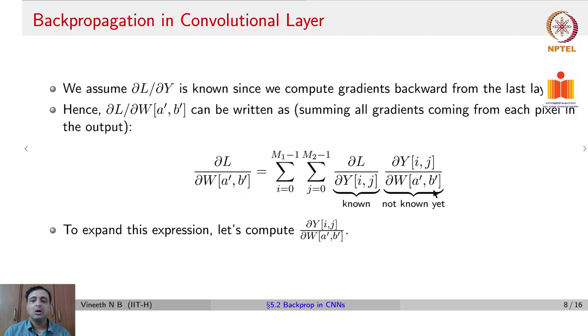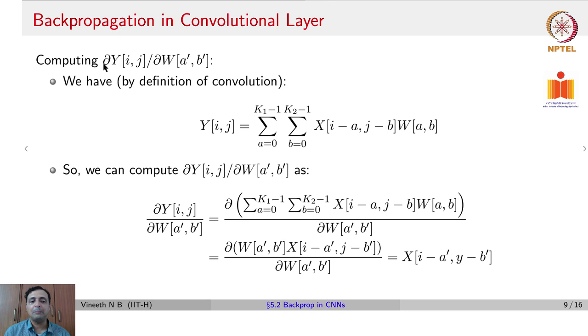Chain rule. ∂L/∂Y we assume is already known through backpropagation until that particular step. Our challenge now for the convolutional layer is to compute ∂Y/∂W, in particular ∂Y_ij/∂W at (a', b'). That's the quantity that we now have to compute, for this overall gradient of loss with respect to W at (a', b').